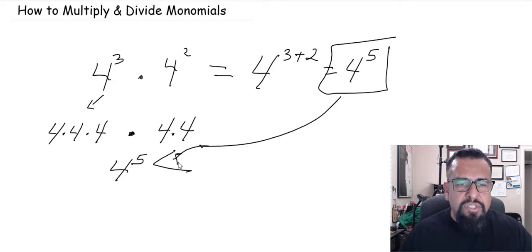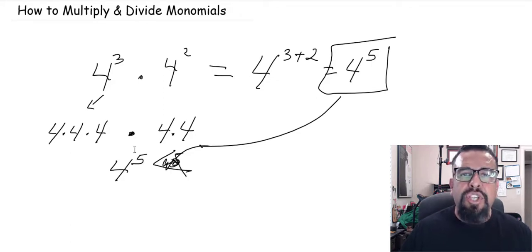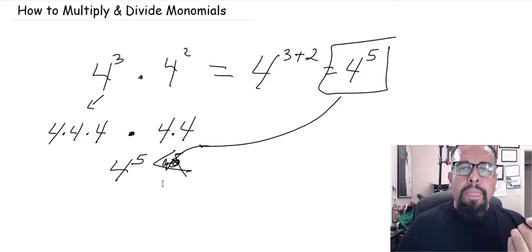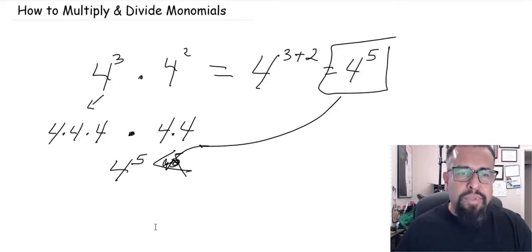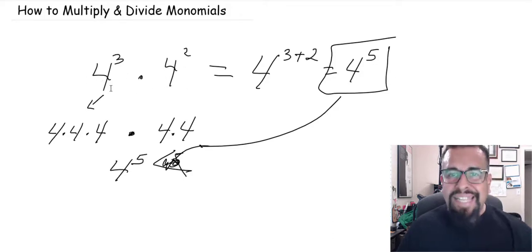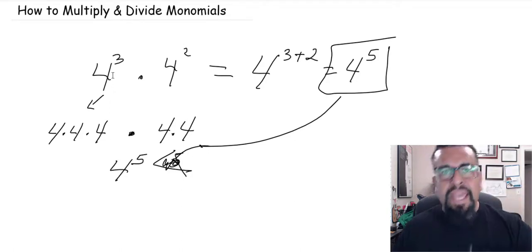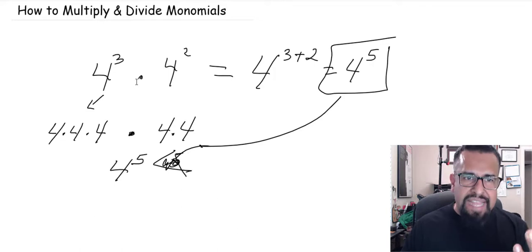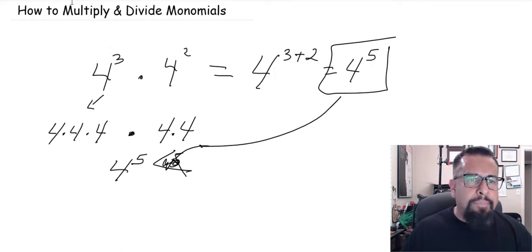All right. So hopefully that makes sense to you. And that's all there is. When you're multiplying numbers with the exponents or variables with the exponents, as long as the base is the same. Notice my base is 4 on both of them. As long as the base is the same, you can add them. If the base is not the same, do not add them. That's that simple. All right, let's take a look at another example here.